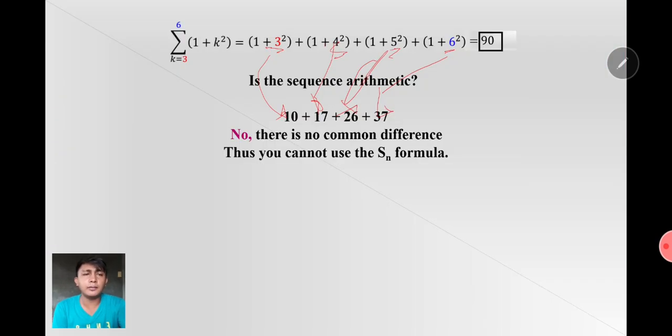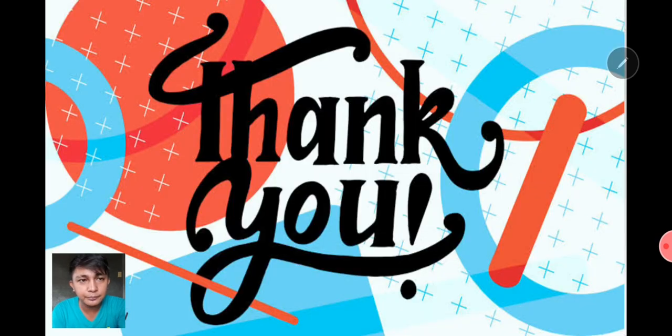So, that is all about finding the arithmetic means of arithmetic sequence and the sum of the terms of an arithmetic sequence. So, I hope na nakatulong to sa pag-aaral nyo at pwede nyong i-review kung naumpisan nyo na yung lesson nyo sa module 4. Okay. So that will be all for today.